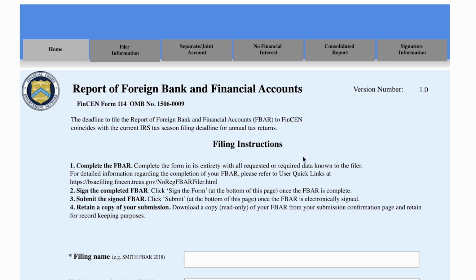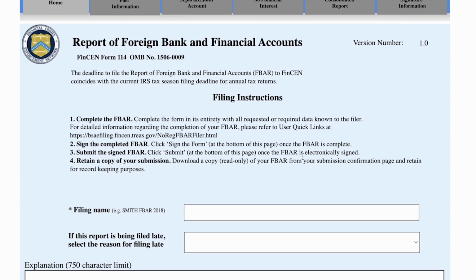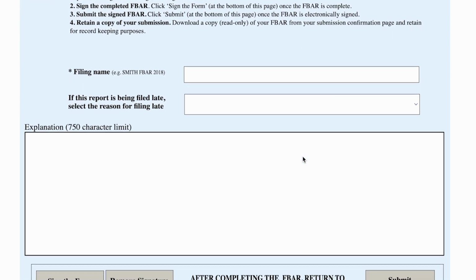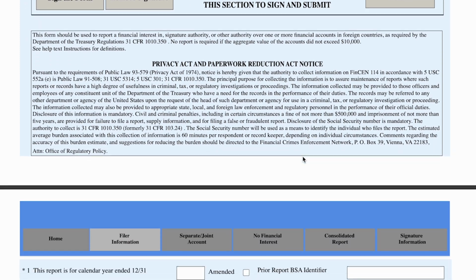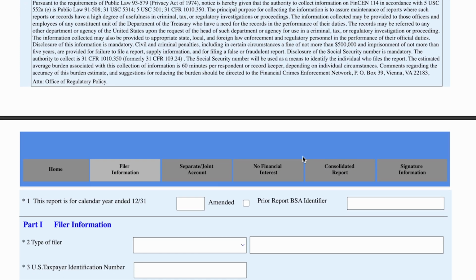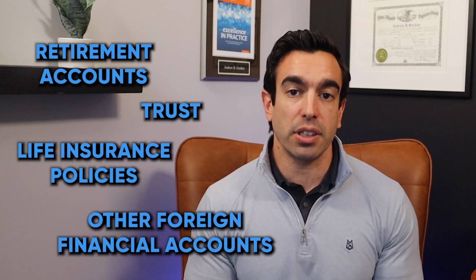If you have bank accounts or other financial assets outside of the US, understanding the FBAR, Foreign Bank Account Reporting, is critical. FBAR, or FinCEN Form 114, is a required form for any US person who holds more than $10,000 in an offshore account at any point during the tax year. These accounts aren't limited to bank accounts. They include retirement accounts, trusts, life insurance policies that earn interest, and many other types of financial accounts held in foreign countries.